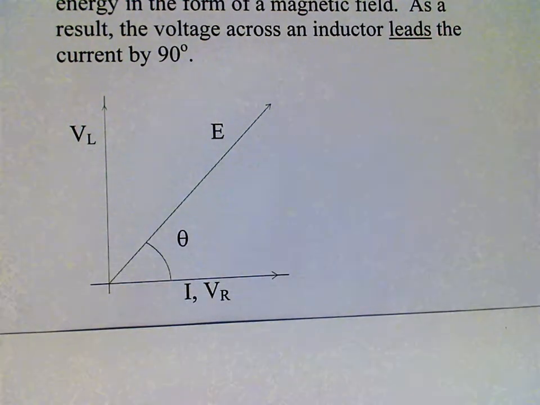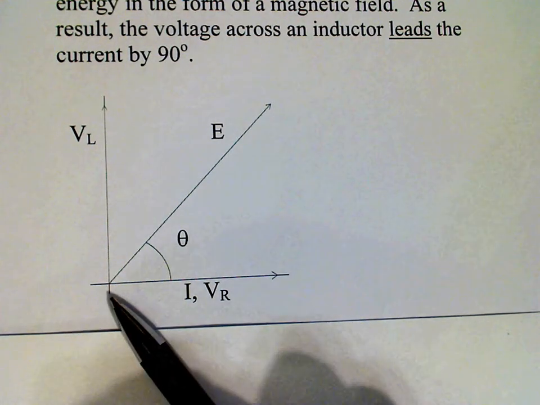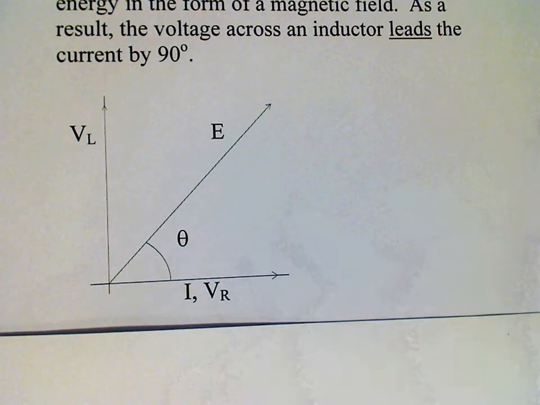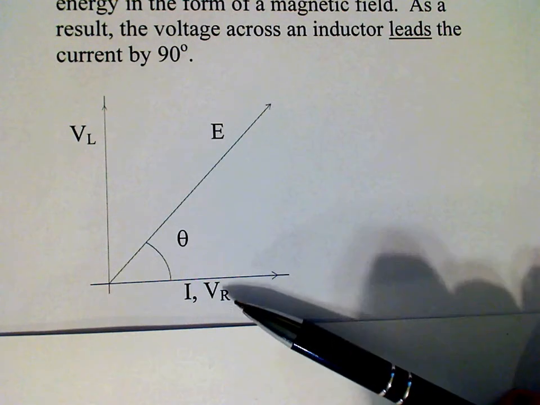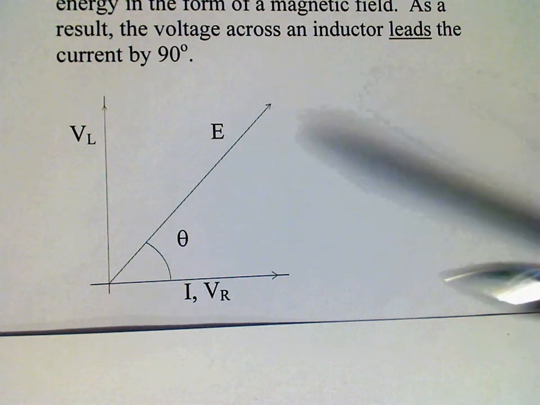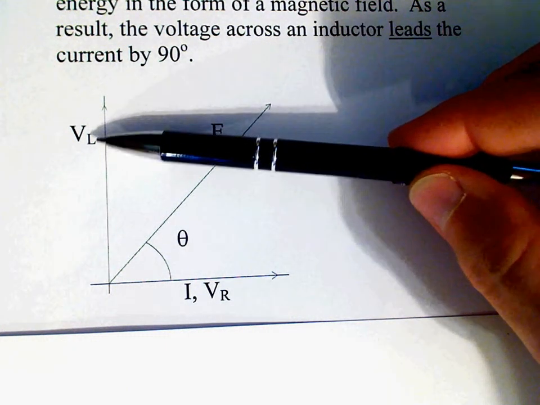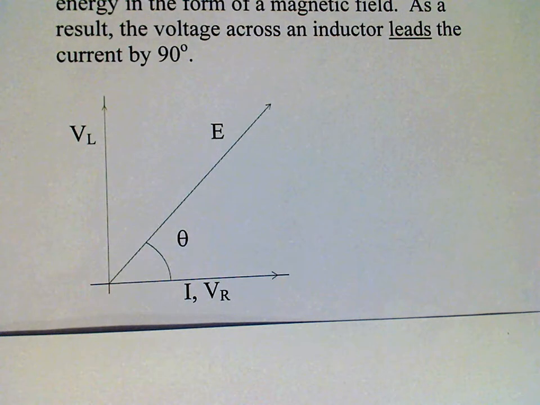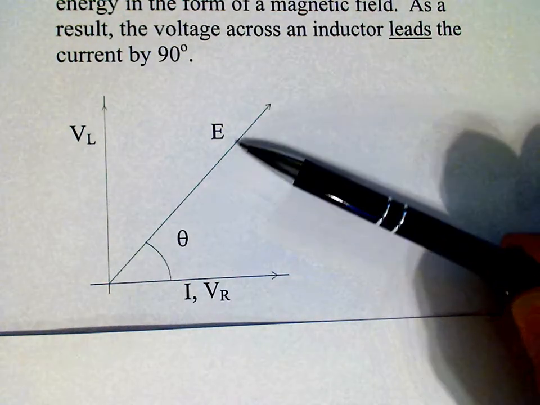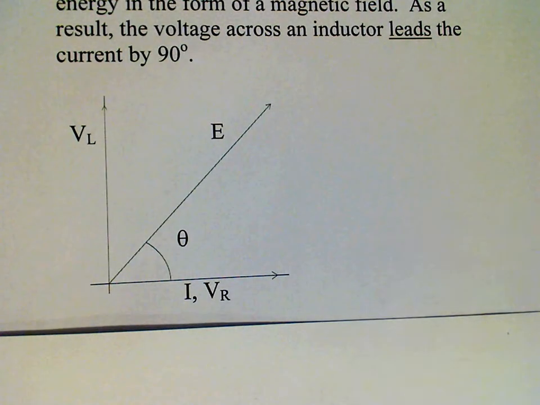Okay, so the phasor diagram for an inductor looks like this. Again, we have the reference waveform, the current, along the x-axis, and the voltage across the resistor is always in phase with the current, so that will also lie on the x-axis. And then the voltage across the inductor will lead by 90 degrees, so it's drawn on the positive y-axis. And then again, resulting from Kirchhoff's law, the source voltage is the phasor sum of the two component voltages.